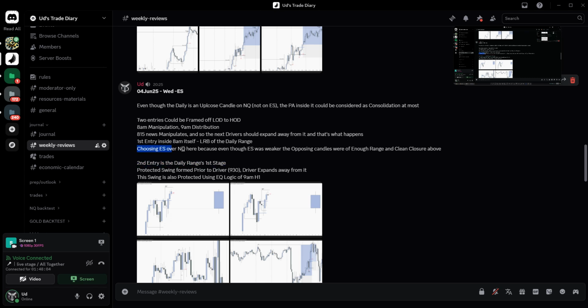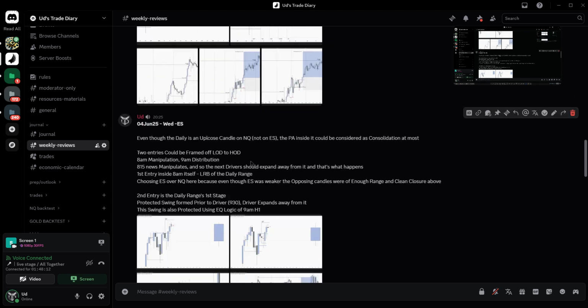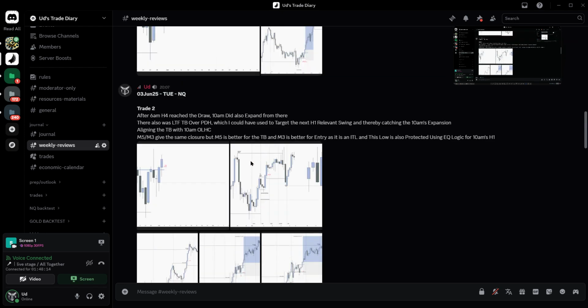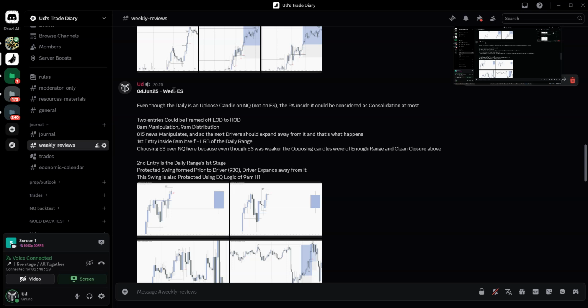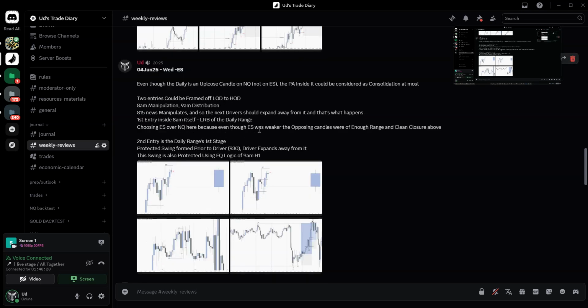Okay, choosing ES over NQ here because even ES was weaker. In all these days ES was weaker, and that is why you see me framing NQ on Monday and Tuesday. But even though on Wednesday ES was weaker, I framed ES because the opposing candles were of enough range. That is an important point that I recently came to know about. I'll show that on the charts and talk about it in a bit.